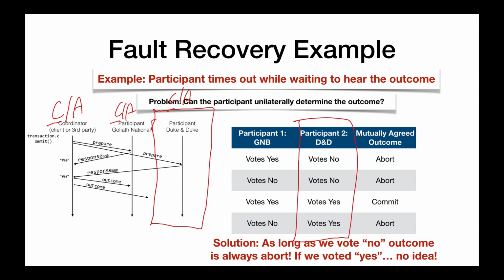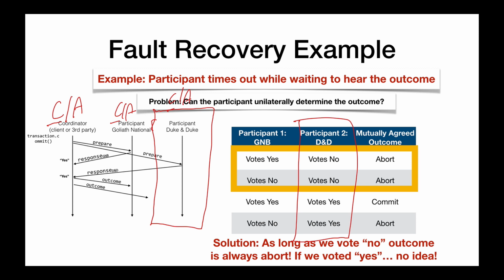So the solution is going to be here, as long as we voted no, then we know that the outcome will always be abort, right? Regardless of what any other participant said or what the coordinator saw or if the coordinator crashed, if I voted no, there's no way that this transaction could proceed. So if we vote no, we can abort safely.